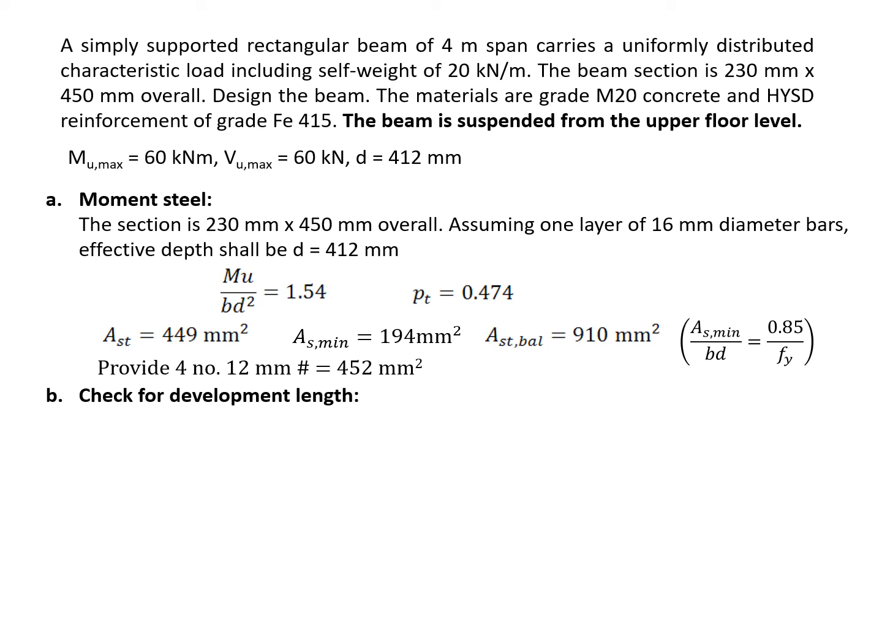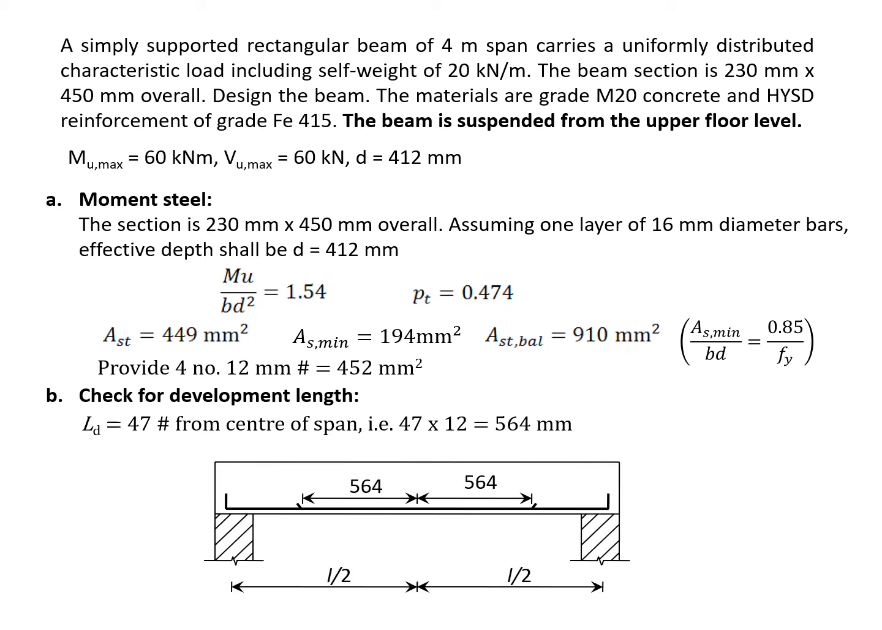Now the next step is to check for development length. There are two aspects. First, for 12 dia bar, you need a development length of 564. So look at this diagram.